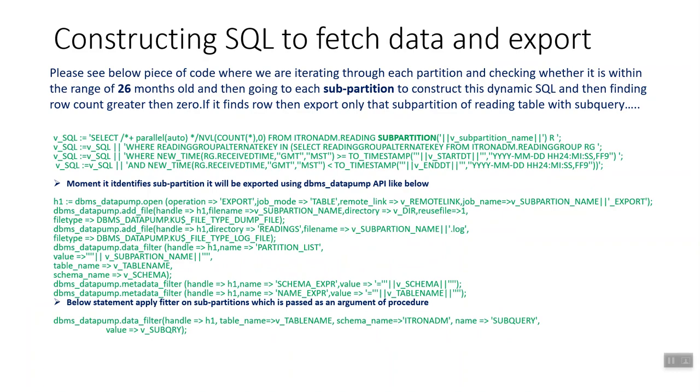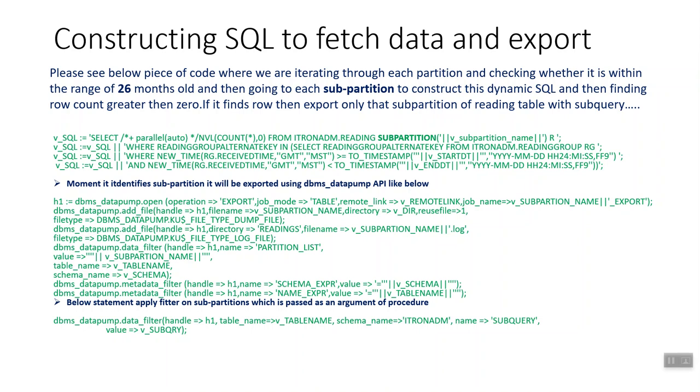Now, the below is the piece of code which I have written using PL/SQL, and this is dynamic SQL. You can see that I am trying to select from the reading table with the subpartition. Subpartition name is a variable which will come through a loop, and basically I'm trying to select those reading group alternate key which fall in this condition.